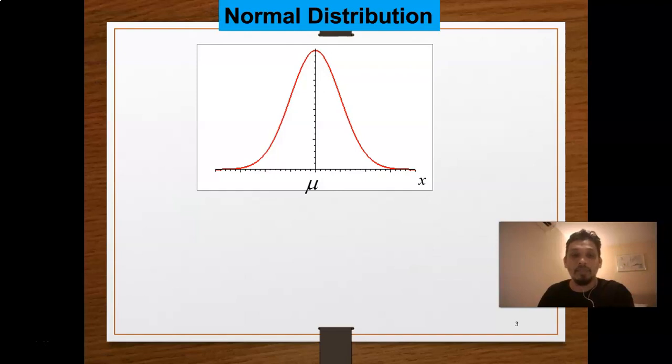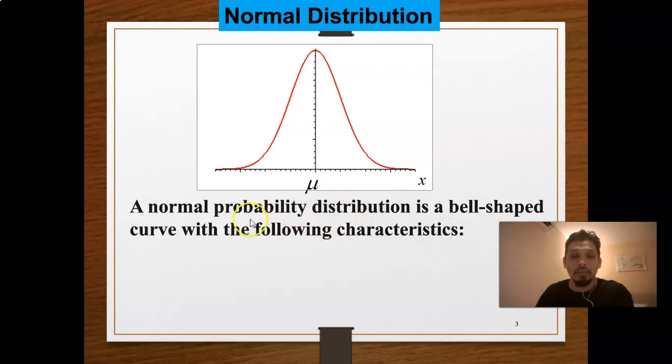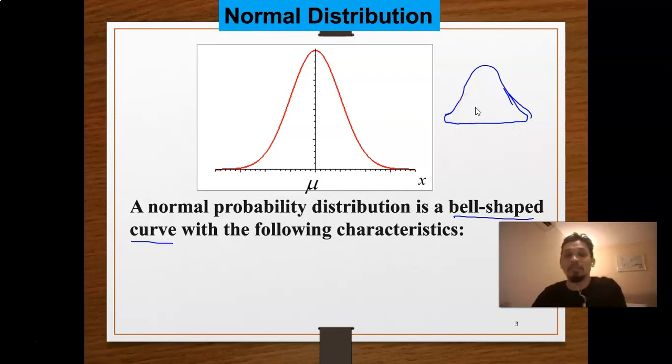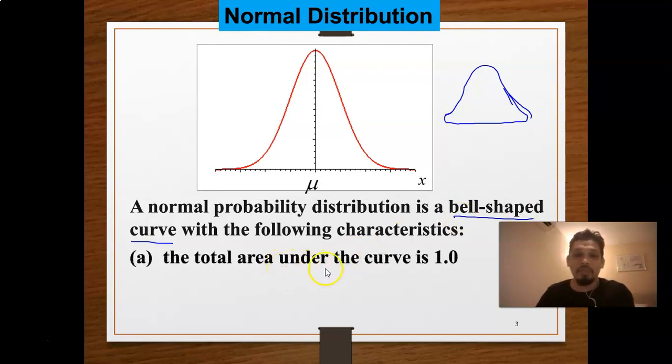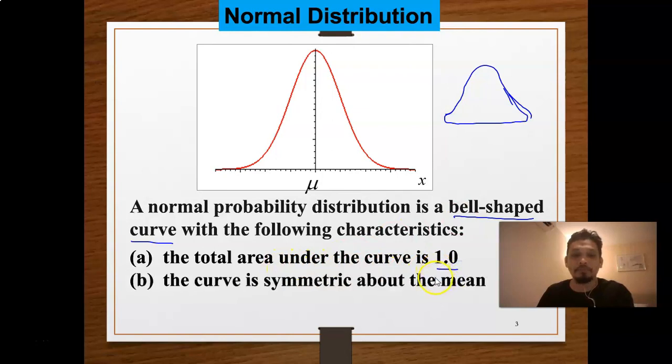So the normal probability distribution is a bell-shaped curve. If you imagine this, it's just like an old bell, as you can sometimes see in movies, or the bell in a church. This is the shape. The total area under the curve is 1.0, and the curve is symmetric about the mean.